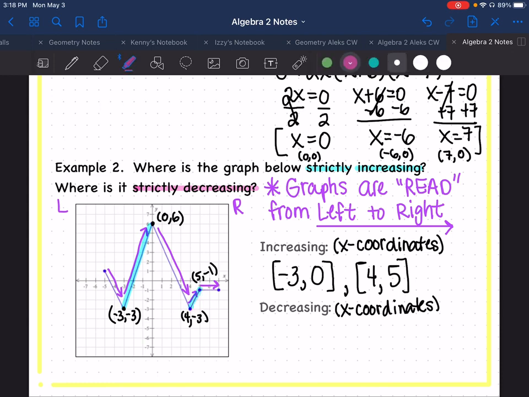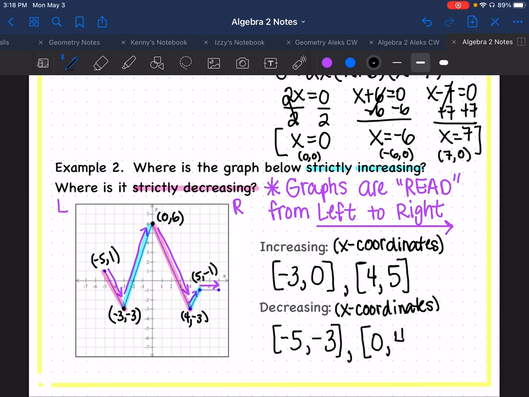For the decreasing, I'll put that one at a time. I would say, I need this ordered pair, -5, comma, looks like 1. Do I need any other ones? I think that's the last one I need. So I'm going to say -5 to -3. Remember, the smaller number always goes first, and the larger number always goes second. Comma, I think there's one more going down, this larger one right here, and that one I would put 0, comma 4. Okay.